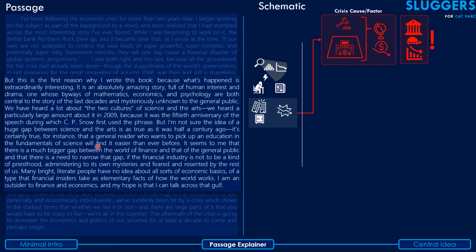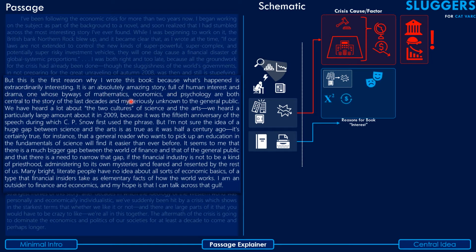Okay, guys, so let's start with the second paragraph. It says, "But this is the first reason why I wrote this book, because what's happened is extraordinarily interesting. It is an absolutely amazing story full of human interest and drama, one whose byways of mathematics, economics, and psychology are both central to the story of the last decades and mysteriously unknown to the general public.